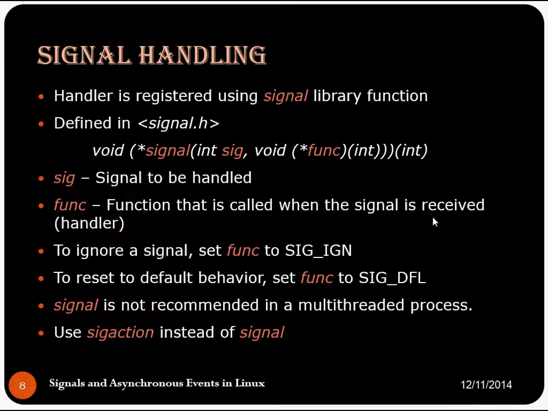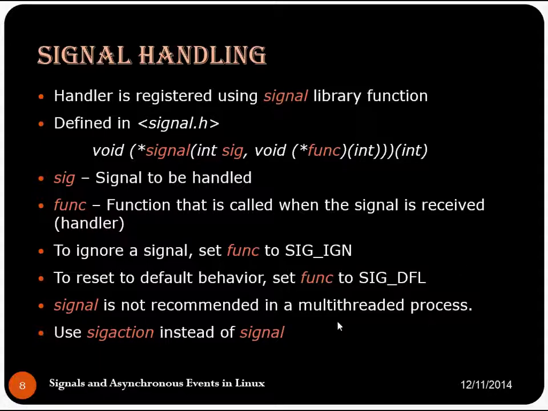The signal library function is used for signal handling. It takes two arguments, sig and func. One is an integer, which is the signal to be handled. The other is a function pointer, which is the function that will be invoked when the signal is received. To ignore a signal, we set the function pointer to SIG_IGN, and to reset the default behavior for a signal, we set it to SIG_DFL. The signal library function is not recommended in a multi-threaded environment as its behavior is not defined.